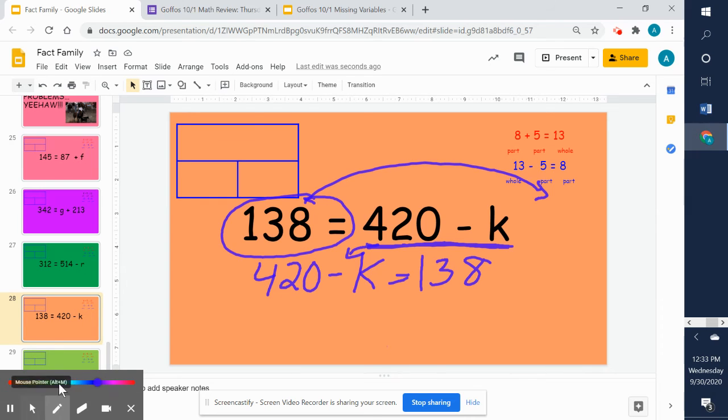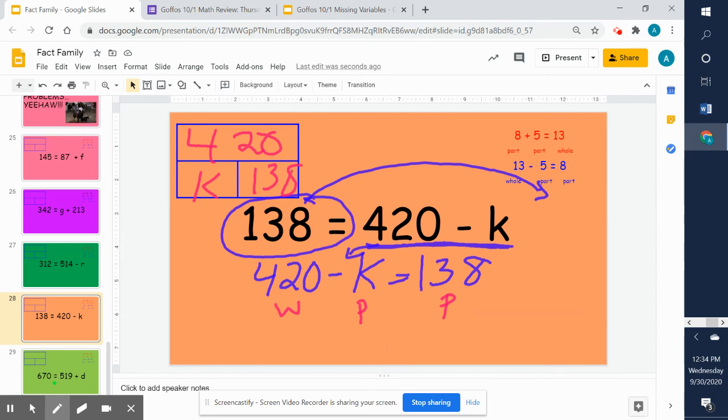Then I'm going to label. So I have whole, part, part. Because again, subtraction, I always start with my largest number. So 420, oops, 420, K and 138. I am missing this part, so I will subtract. So 420 minus 138.